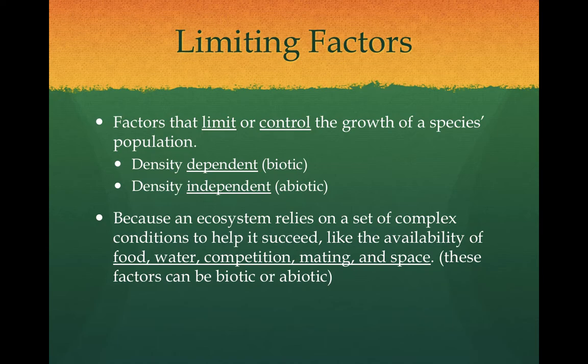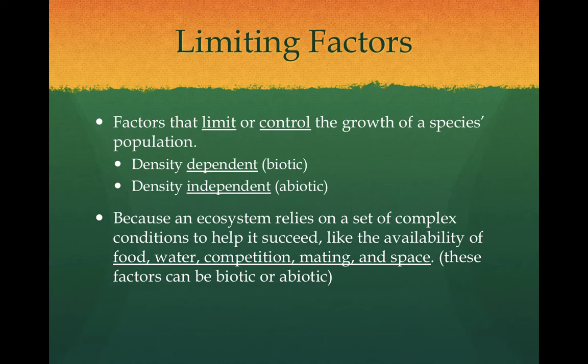Density independent, on the other hand, would be an abiotic factor. Let's say I had 1,000 acres and I had 100 or 200 head of cattle out there on my land, but then there's a massive drought that killed off half of the acreage of grass. Well, that had nothing to do with the cows. The cows didn't contribute to that. Their numbers had nothing to do with it. It wouldn't have mattered if I only had one cow out there or 1,000 head of cows, because they had no control over the weather. So that would be a density independent, abiotic factor.